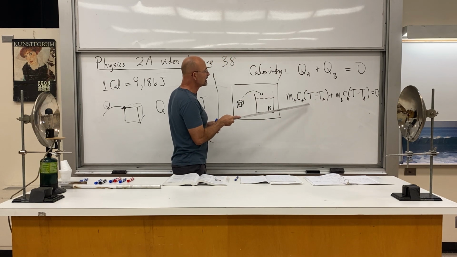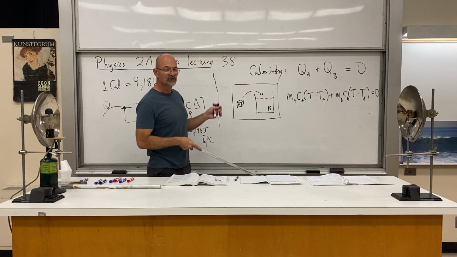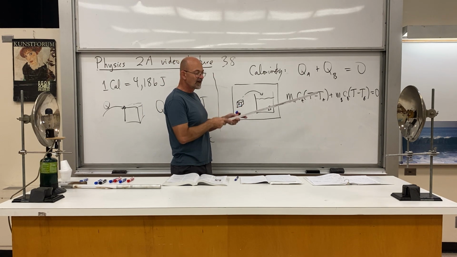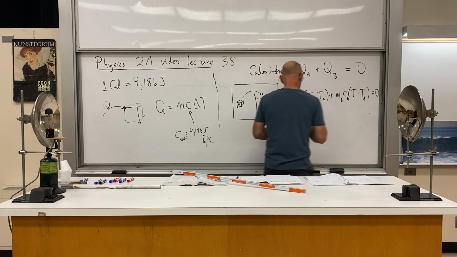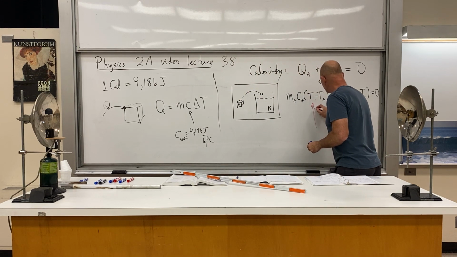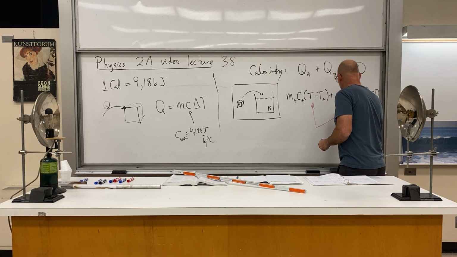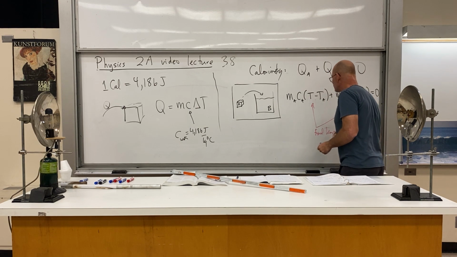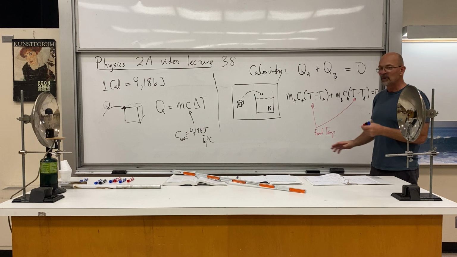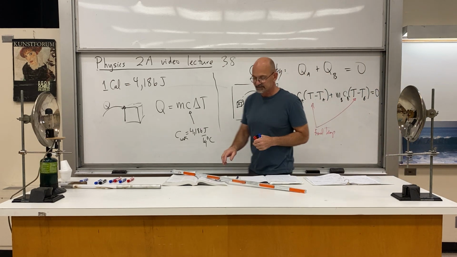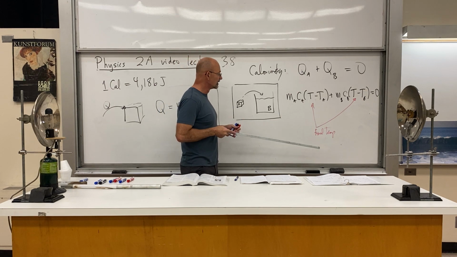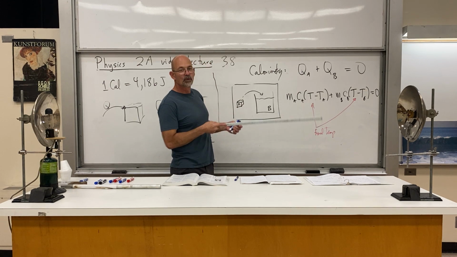You do it this way, you don't have to worry about which one's hotter, which one's colder. It'll all come out in the end, and this T is the final temperature. So let's indicate that. The T here is the final temperature, that's the equilibrium temperature. And what you have now is one equation for which you can solve for one unknown.